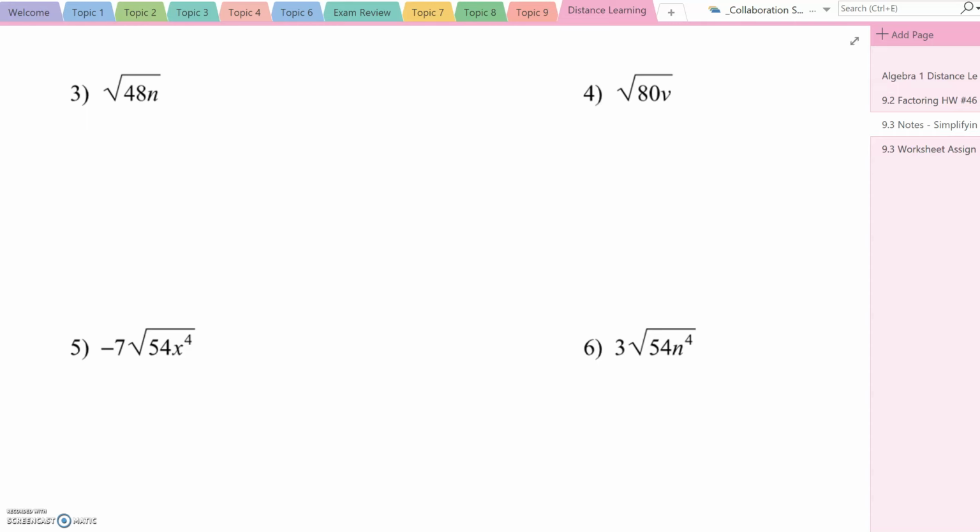Alrighty, so hopefully you've already watched the first video. Now we're going to try to simplify some square roots when they have some variables in them. So remember, a variable is just a letter. It represents a quantity that we do not know, so we give it a little letter to represent it.